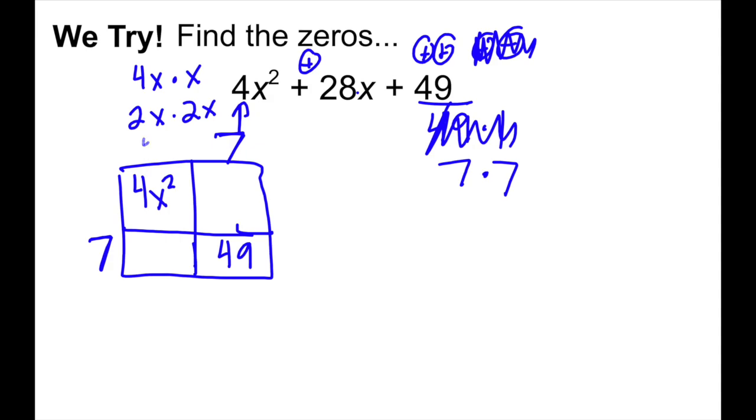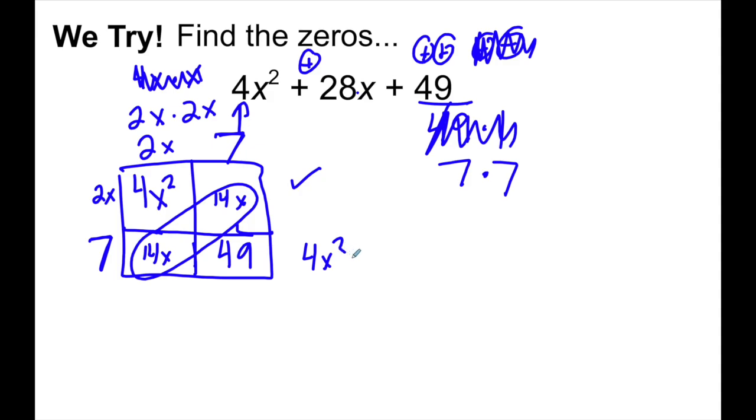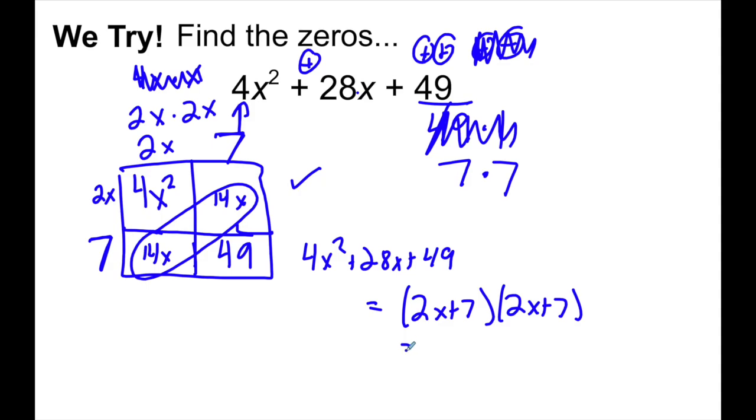It's all right. What that tells us is that 4x and x isn't going to work. So we're going to use 2x and 2x instead. See if that works. So we get 4x squared. This becomes 28x, and we get 49. Perfect. So we know that 4x squared plus 28x plus 49 is equal to 2x plus 7 times 2x plus 7, which is equal to 2x plus 7 squared.